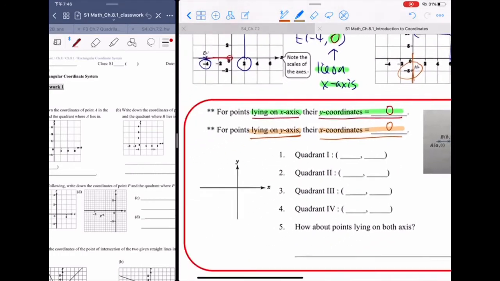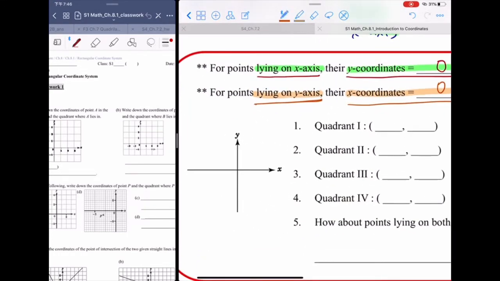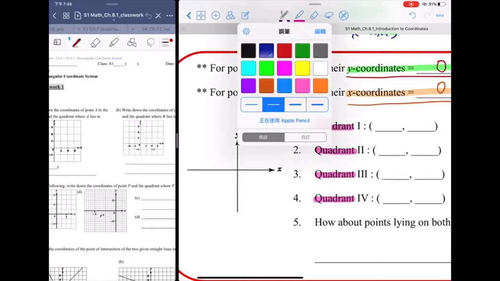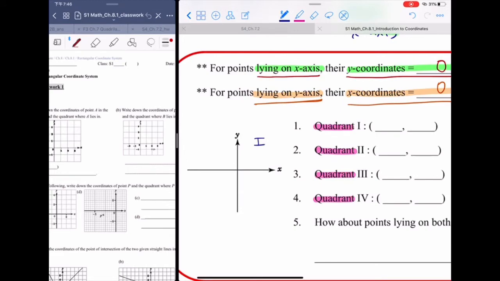Next, you're going to learn a new word. It's called quadrants. Again, only to spell, just recognize the word. This one is talking about position. First one we will start from here, and then we will go anti-clockwise. This one is quadrant 2, and this is 3, and this is 4. Let's take a look.